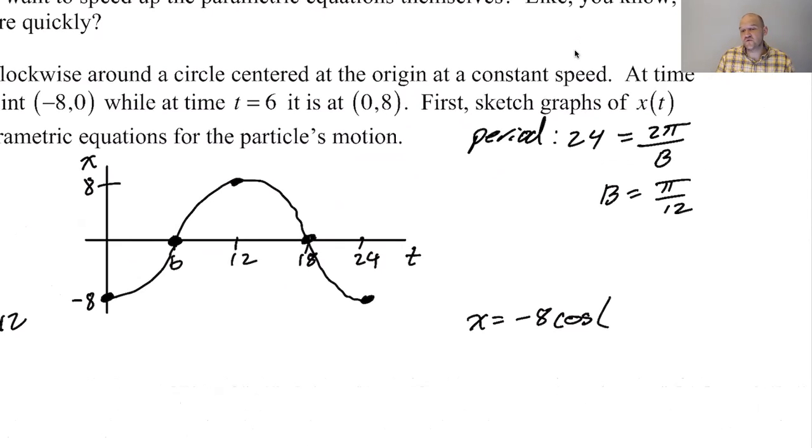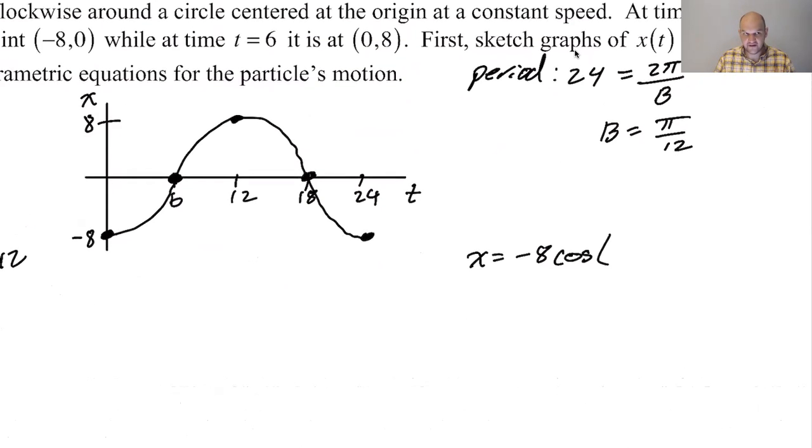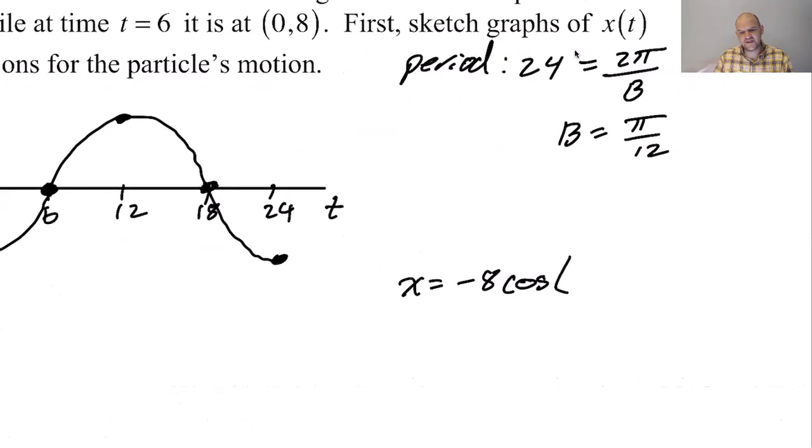Pi over 12 is actually a really common value for b. You can probably guess why. It's because a day has 24 hours. So anything that happens on a daily basis, if it's cyclical, sinusoidal, b is going to be pi over 12. Pi over 12 t.